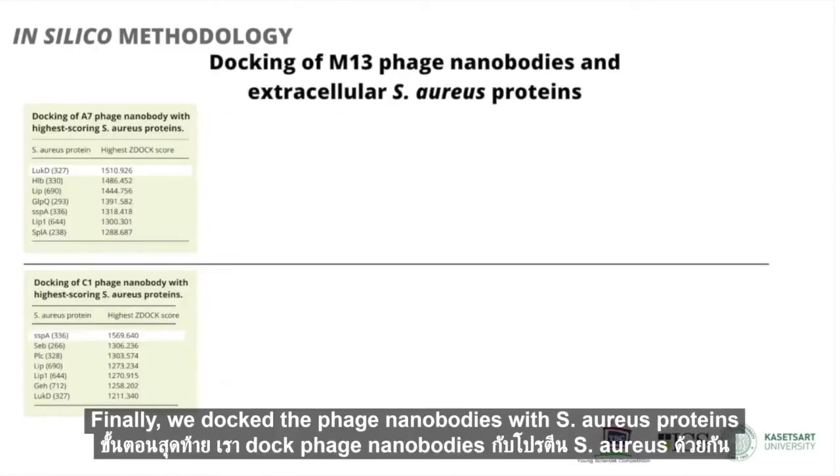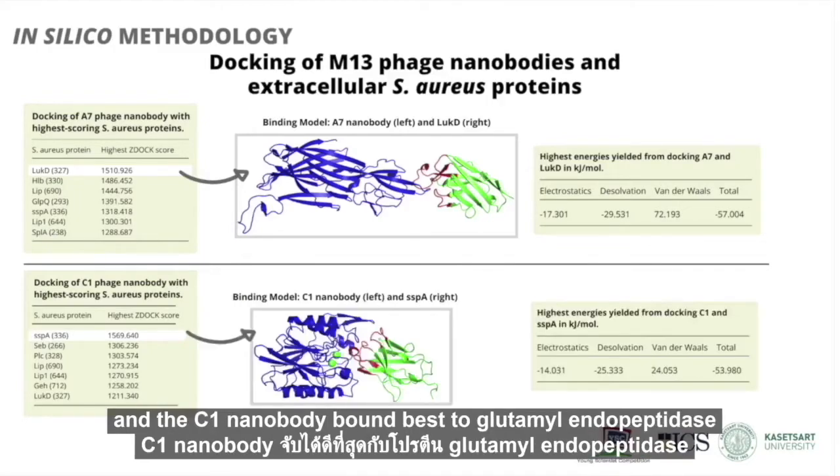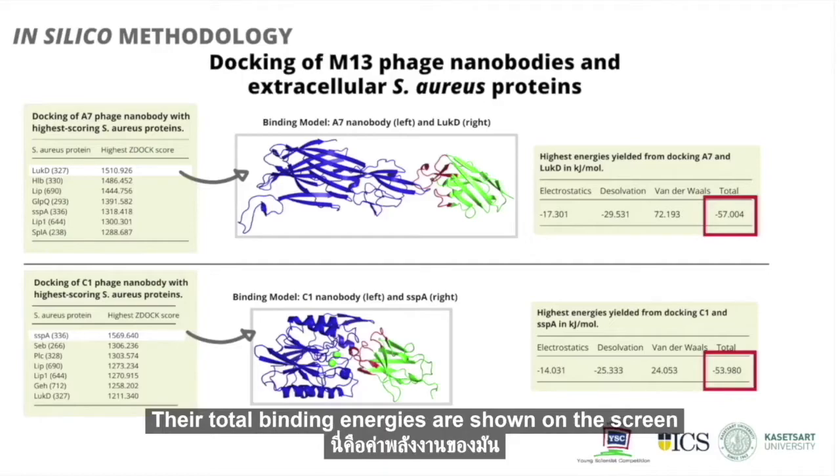Finally, we docked the phage nanobodies with S. aureus proteins. The A7 nanobody bound best to the S. aureus protein leukotoxin D, and the C1 nanobody bound best to glutamyl endopeptidase. Their total binding energies are shown on the screen.